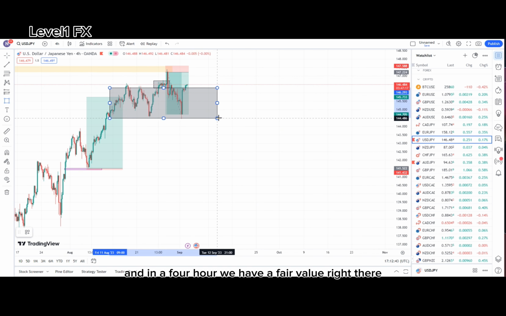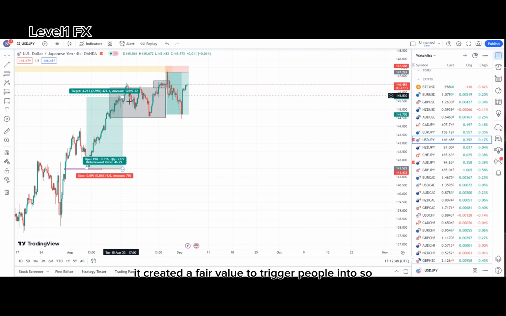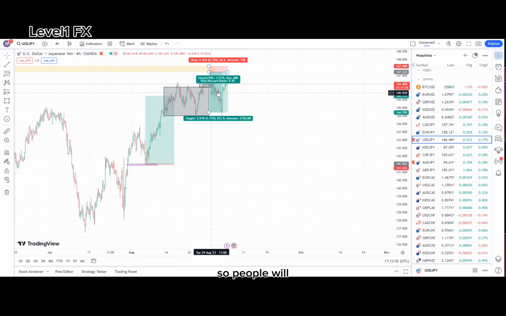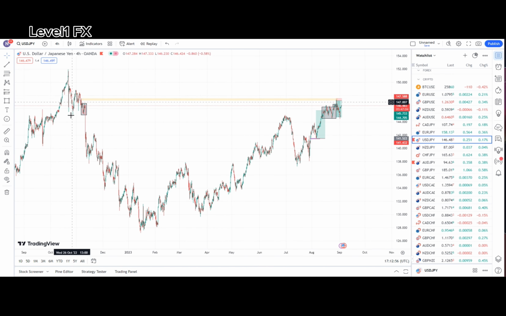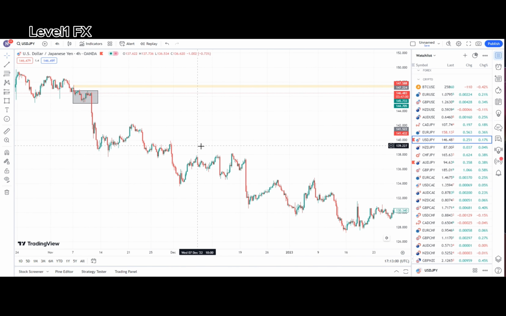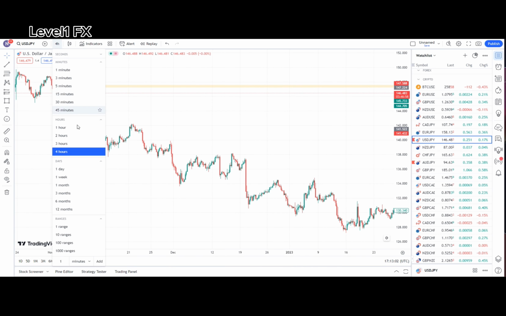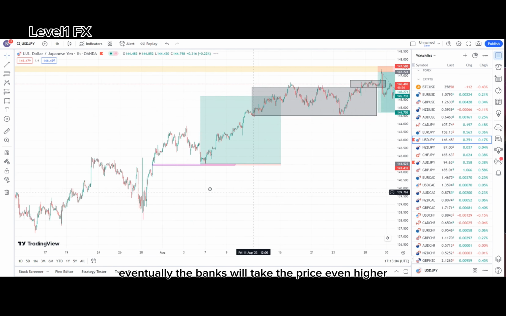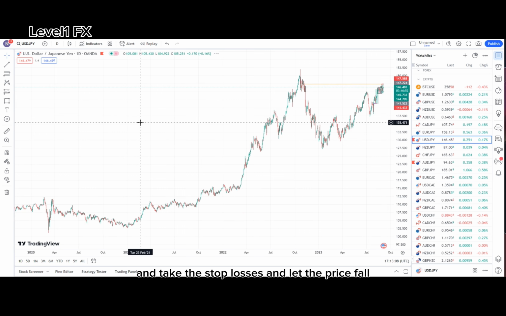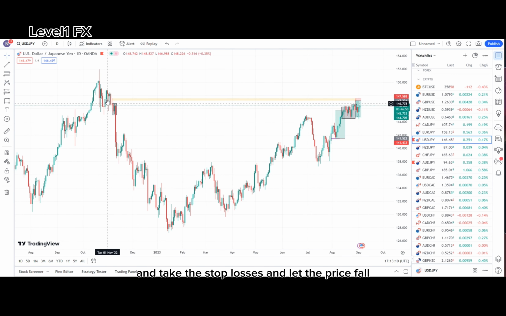And in the 4-hour, we have a fair value right there. It created a fair value to trigger people into selling. We call them early sellers. So when people are triggered in and sell from that area, eventually the banks will take the price even higher, take their stop losses, and let the price fall.